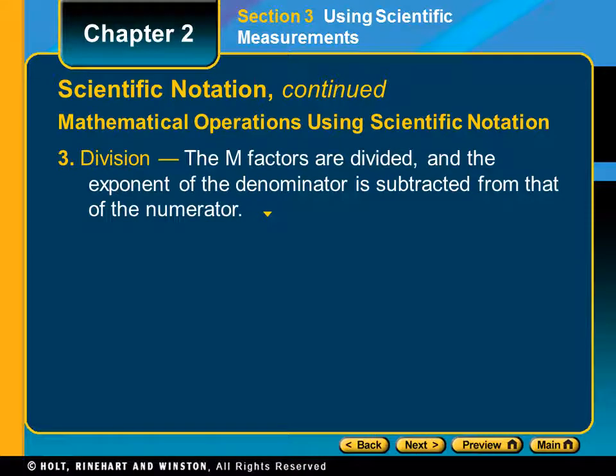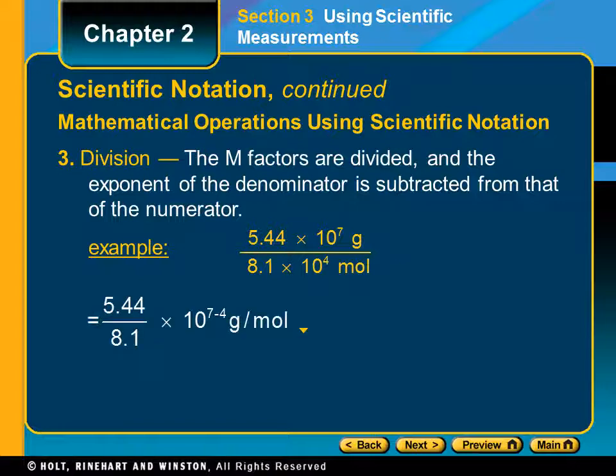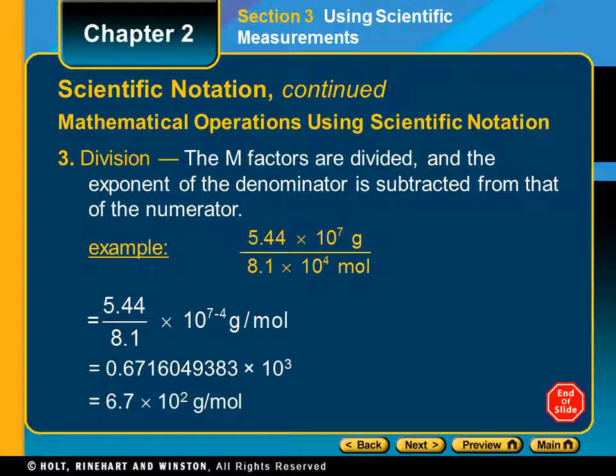We also can do division. In division with scientific notation, the m factors are divided, and the exponent of the denominator is subtracted from that of the numerator. So you have 5.44 times 10 to the 7 grams, divided by 8.1 times 10 to the 4 moles. 5.44 divided by 8.1 times 10 to the 7 minus 4 grams per mole, and that becomes what you see there. Then you convert it into proper scientific notation, and it becomes 6.7 times 10 to the 2 grams per mole.